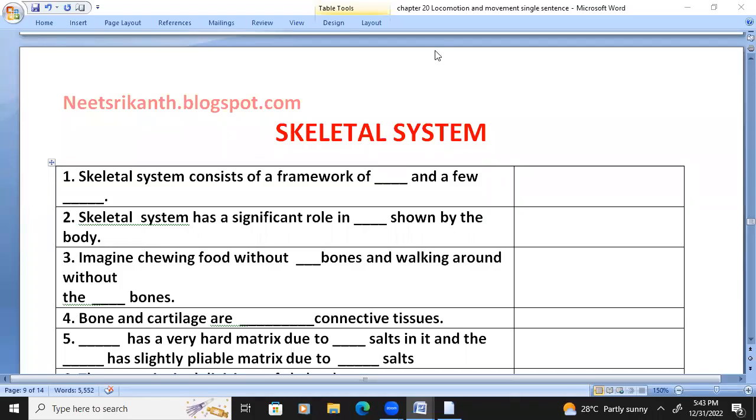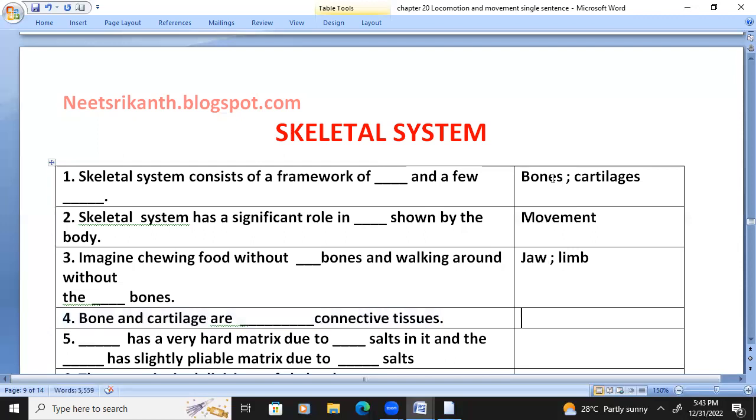NCERT based single sentence questions, locomotion and movement, part 2, skeletal system. Let's start. The skeletal system consists of framework of bones and a few cartilages. The skeletal system has a significant role in movement shown by the body. Imagine chewing food without jaw bones, and walking around without the limb bones.